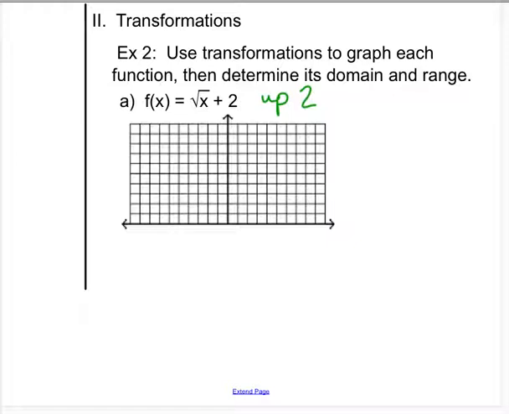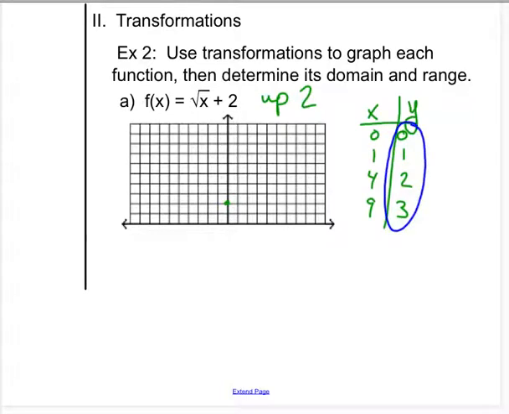So that's our transformation. So we're going to take that parent function that we just graphed and shift it up 2. So instead of 0, 0, I'm going to shift it up 2. And again, what I do when I'm graphing is I think about that t-table that we made and I shift it in my head. So now all of my y values will have a 2 added to them. So instead of plotting 0, 0, I'm going to plot 0, 2, and so on. So 1, 1 becomes 1, 3, and 4, 2 becomes 4, 4, and 9, 3 becomes 9, 5.